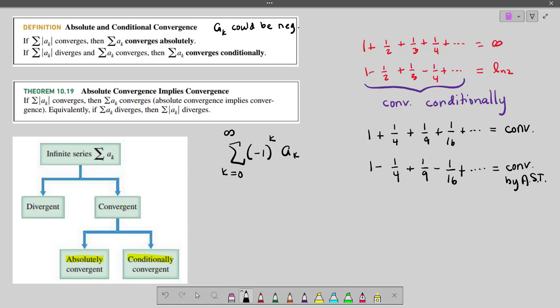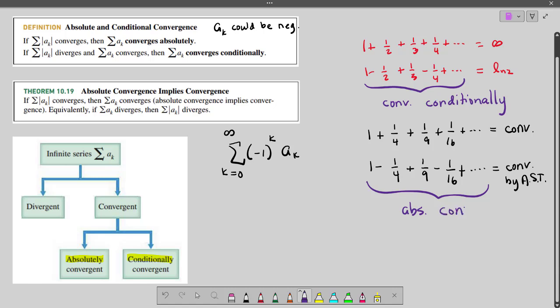So what type of convergence would this be? Absolute. Yeah, absolute convergence, because if you take all the minuses and turn them plus, you still get convergence. So we're going to call that type of convergence absolute. So this alternating series converges absolutely, because if you look at the series of absolute values, you still have convergence. So it's really strong.